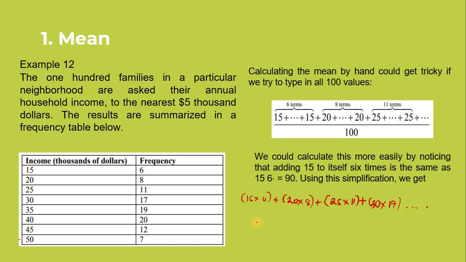So what you do is x multiplied by its weight, plus and so on. And then divide by how many they all are. So you count how many times each value occurs: 6 plus 8 plus 11 plus 17 plus 19 plus 20 and so on. So that is 100. So you add all the frequencies, or the total frequency.